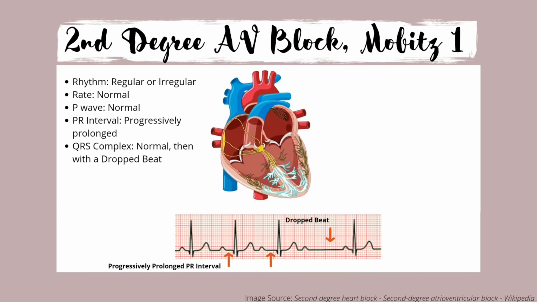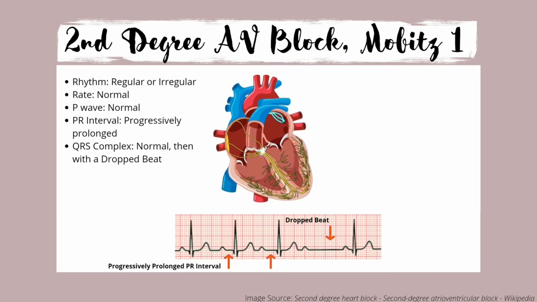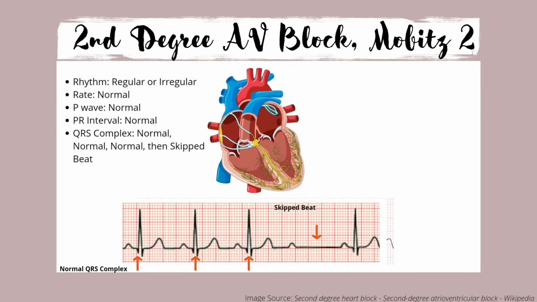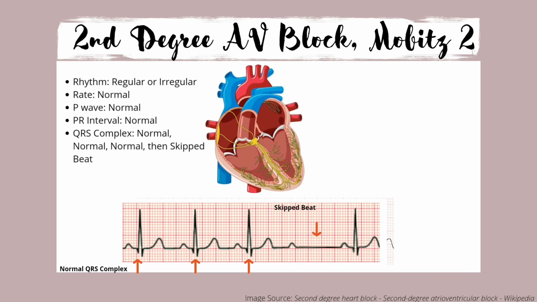Characteristics. Rhythm, regular or irregular. Rate, normal. P wave, normal. PR interval, prolonged. QRS complex, normal. Type 2 second-degree AV block, also known as Mobitz 2, is almost always a disease of the distal conduction system, the His-Purkinje system.